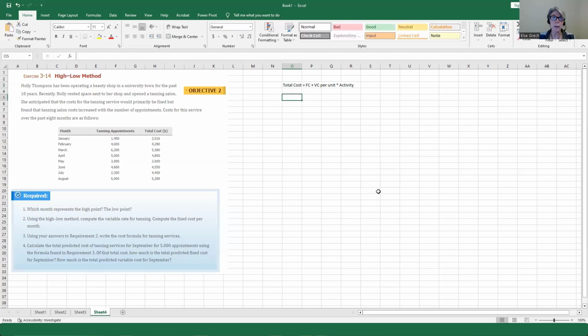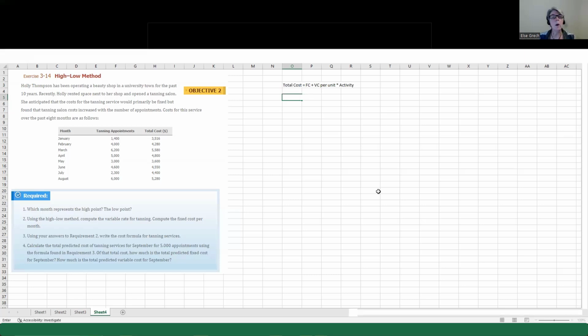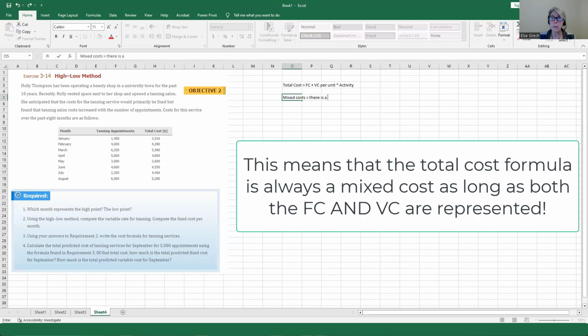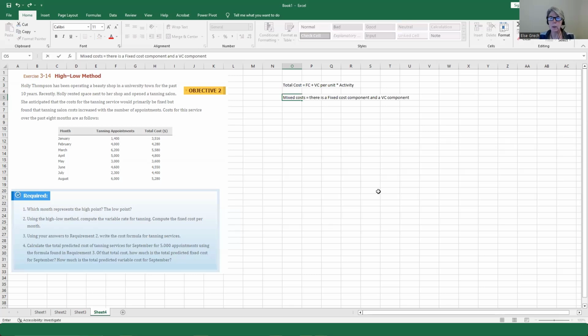So what we want to find out when we have a mixed cost, so now I'm going to talk about mixed costs. The mixed cost is one where there is a fixed cost component and a variable cost component. And what you're trying to do using the high-low method is separate those components so that you have the fixed cost and the variable cost separate.